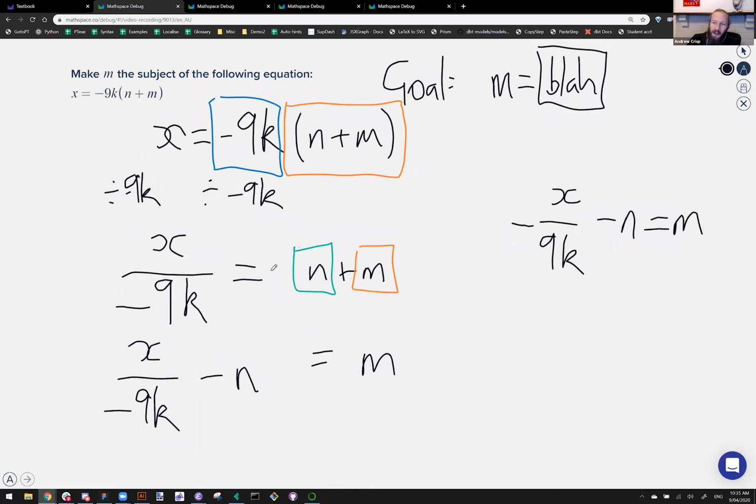We could do some complicated cancelling if the top also had a minus, but if there's a minus on the denominator, you just move it out the front. And now it's M equals blah, I've reached my goal. Great job. Okay.